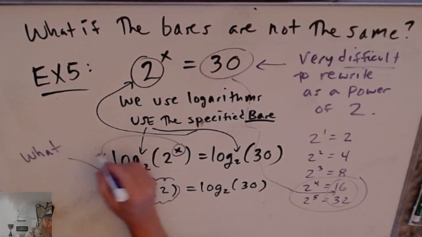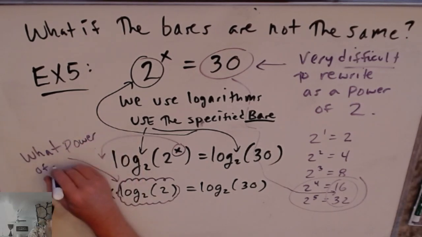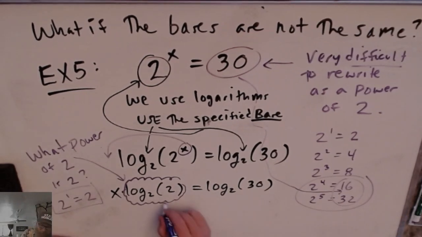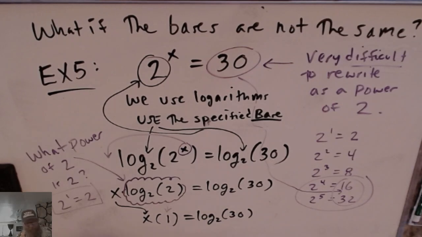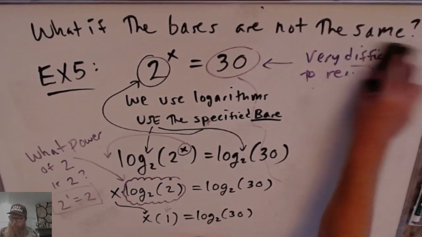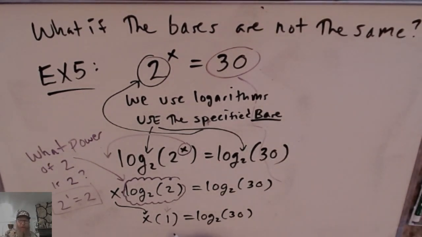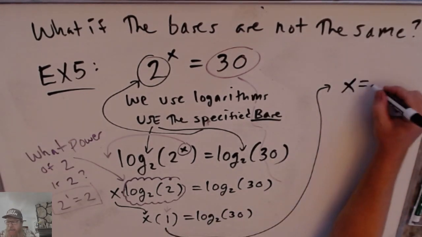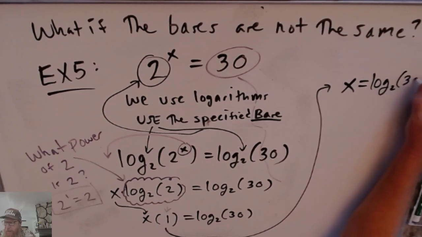Remember, a logarithm is asking a question. What power of 2 is 2? Well, 2 to the 1. 2 to the first power is 2. So this logarithm is equal to 1. You don't really have to write the 1. x times 1 is just x. And so your answer is log base 2 of 30.